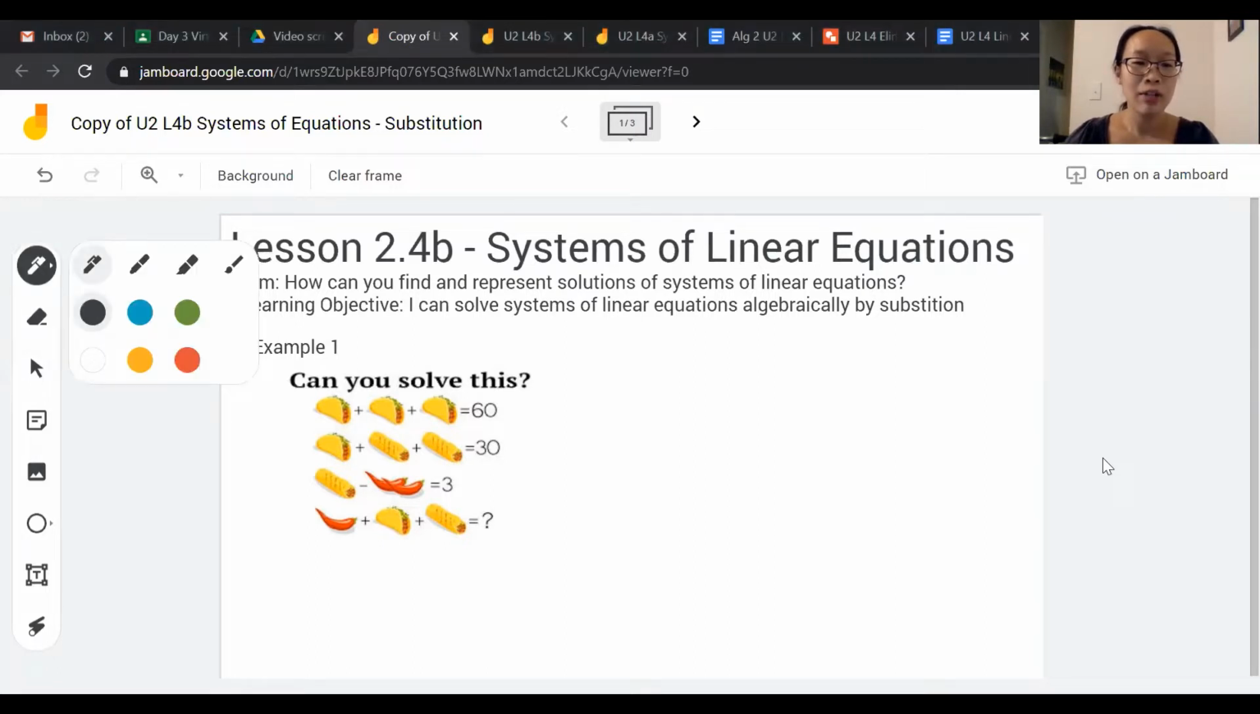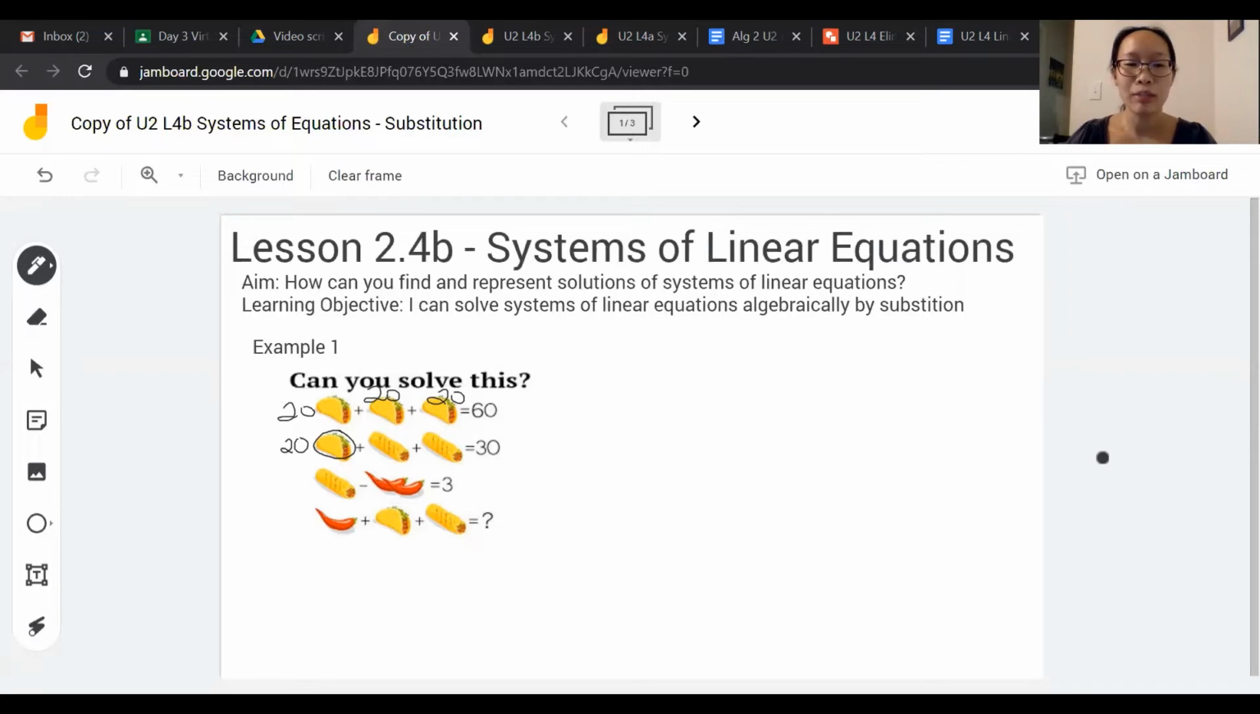So what I notice is that the first row is pretty easy. We know that 3 tacos gives us 60. So that means each taco is 20 because 20 plus 20 plus 20 is equal to 60. Now that we know what a taco is, we can in place write a 20, and then now we just have to figure out what the corn dogs are.